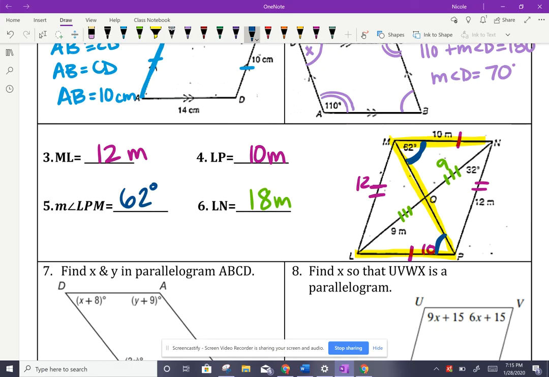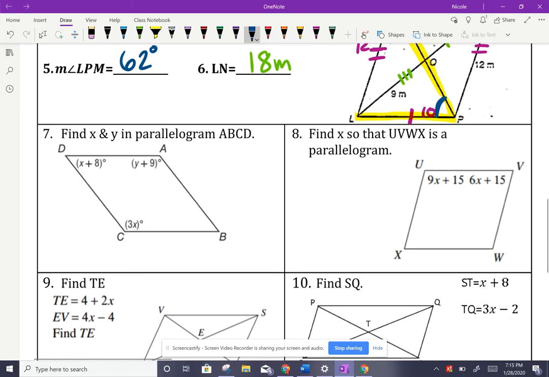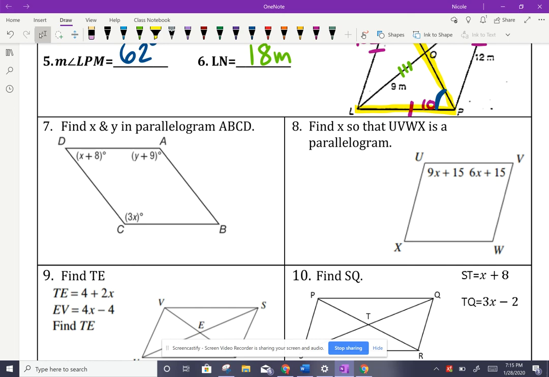Whew, parallelograms, guys. Doing great. Keep it up. Got a few more examples to get us through, and then you should be all set.